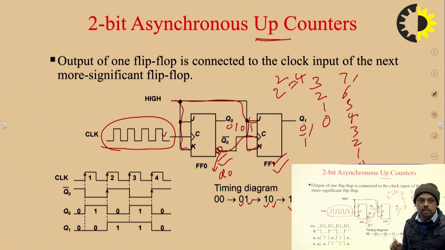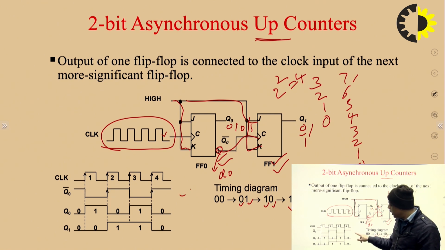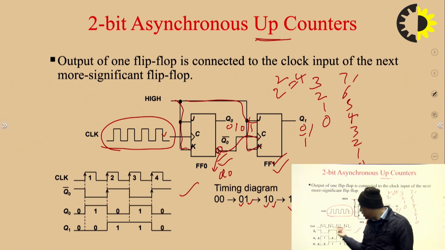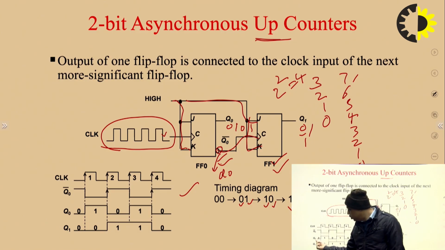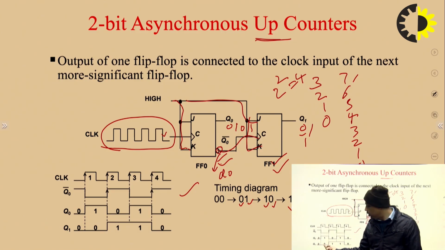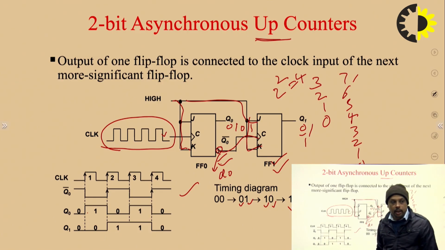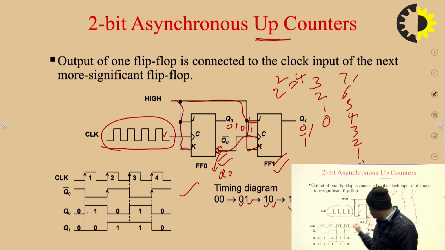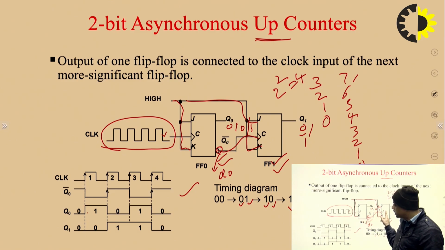We can see also the timing diagram as well. This is the clock pulse and this is Q0 and Q1, and this is Q0 bar. So at the arrival of the first clock pulse, initially they are 0, 0. The first one is going from 0 to 1. So this is 1 and this is 0. Now this output is going to feed the next flip-flop.